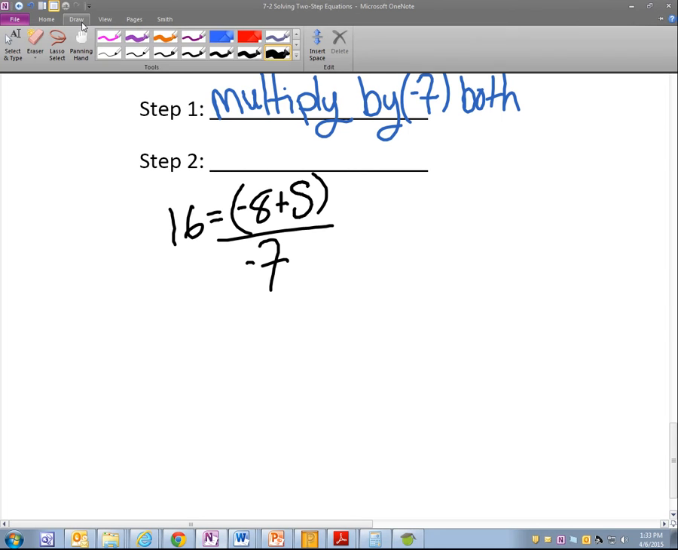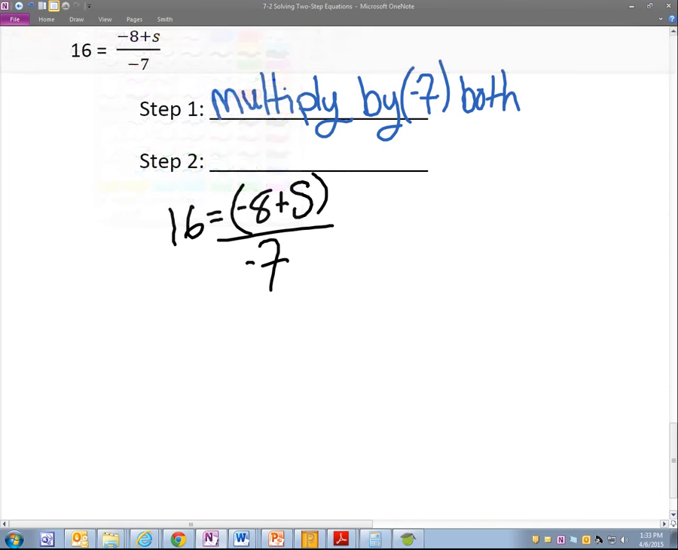So we need to go blue. We need to multiply both sides by negative 7.